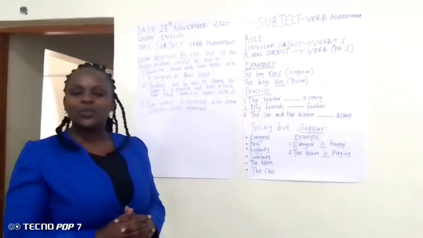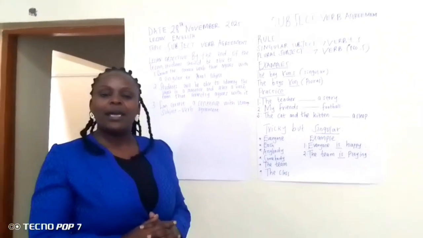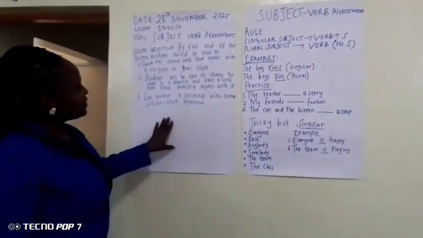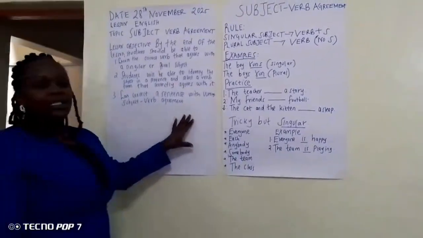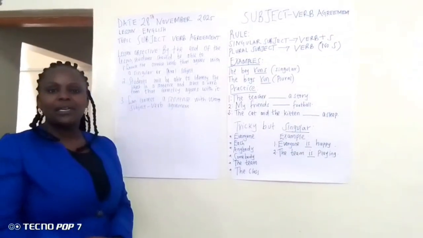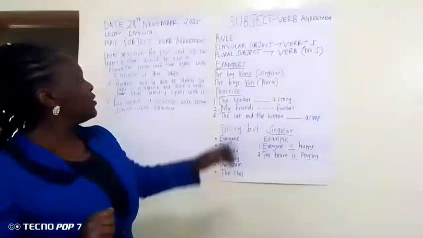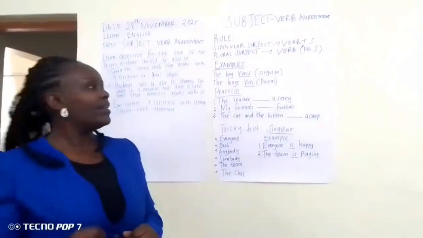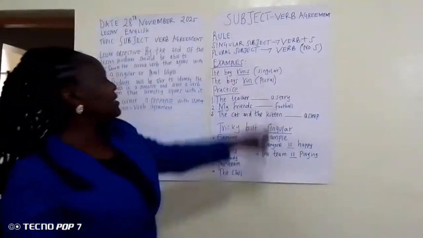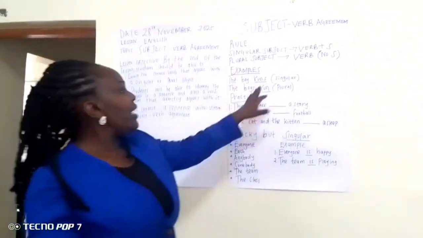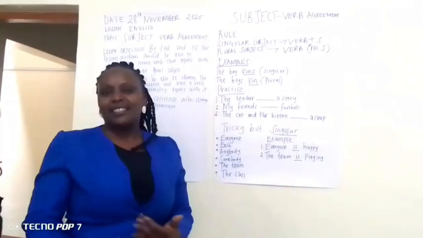Today we'll be looking at how to come up with a grammatically correct sentence using the correct verb and the subject. That takes us to what we are going to talk about today, and that is subject-verb agreement. And there is a rule that applies to this. We normally say that singular means one and plural means two. So for a singular subject, that is one, we add s to the verb. And for a plural subject, that is two or many, we do not add s to the verb. Is that clear, students? That is correct.